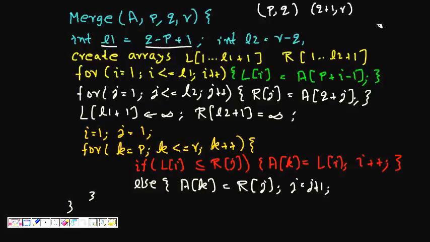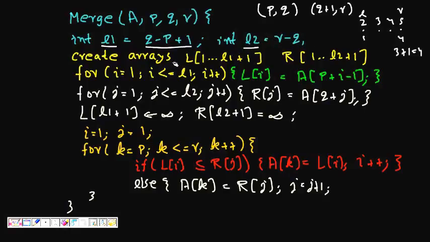So if we have elements like 2, 3, 4, 5, this is L, this is R, the number of elements is 4, which is 1, 2, 3, 4. This is 1, this is 4, so 4 minus 1 is 3 plus 1, so there are 4 elements. Now L2 is R minus Q, because now we have R minus Q elements on the right.